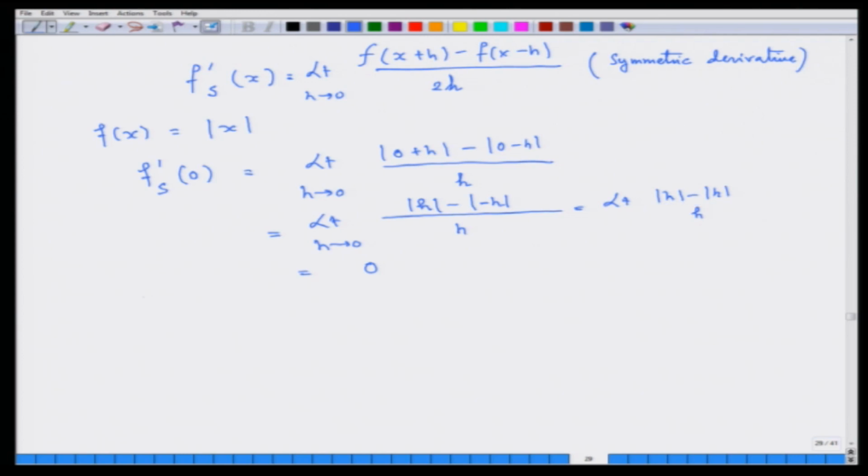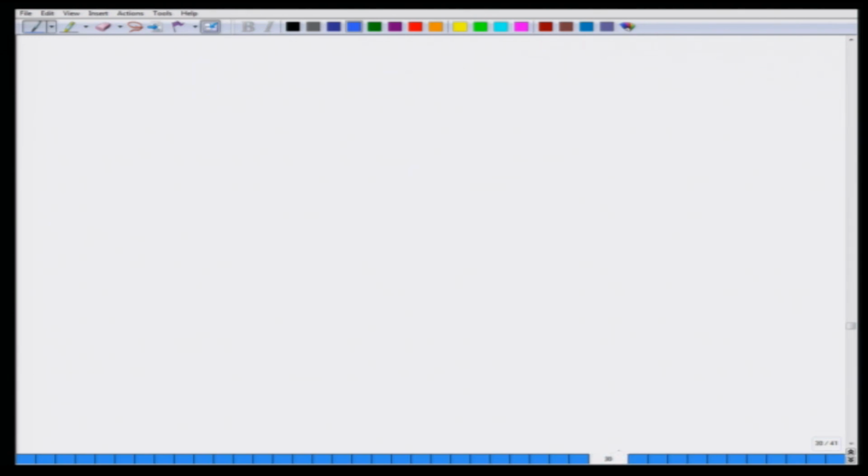In fact, if f has a derivative, then the symmetric derivative is equal to the derivative. Okay, that is beside the point. Let us now look into the usage. For example, yesterday we were talking about a limit of this form, and we will see how useful it becomes.